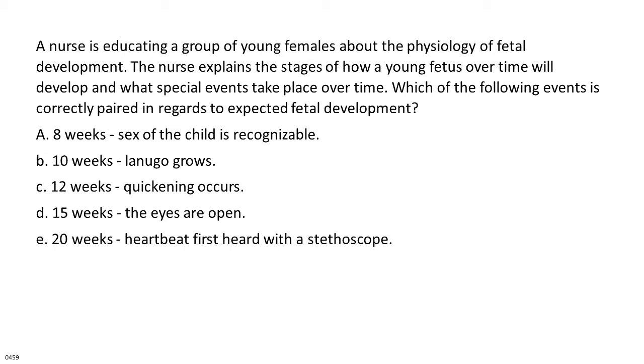A. 8 weeks, sex of the child is recognizable. B. 10 weeks, lanugo grows. C. 12 weeks, quickening occurs. D. 15 weeks, the eyes are open. E. 20 weeks, heartbeat first heard with a stethoscope.